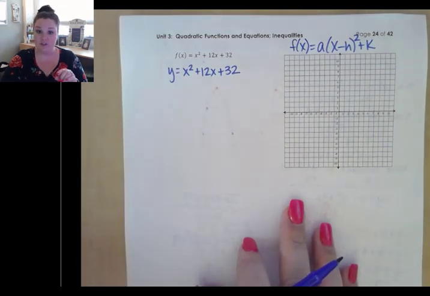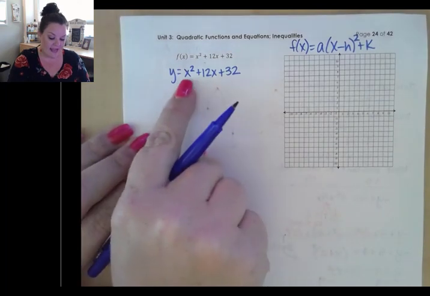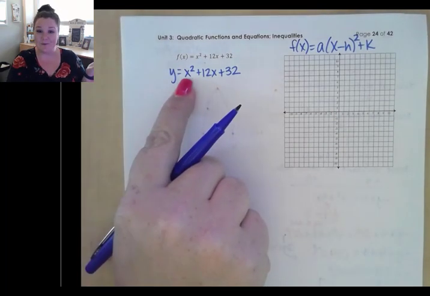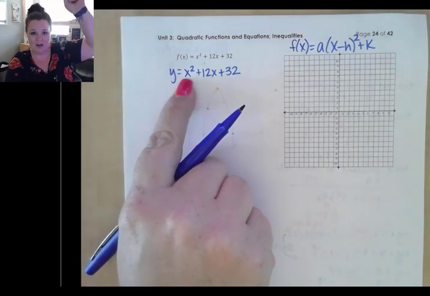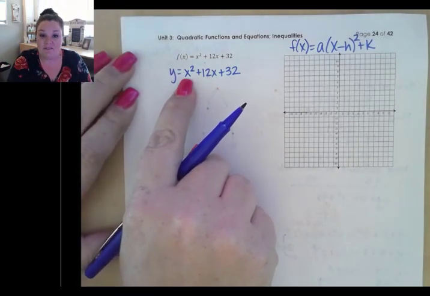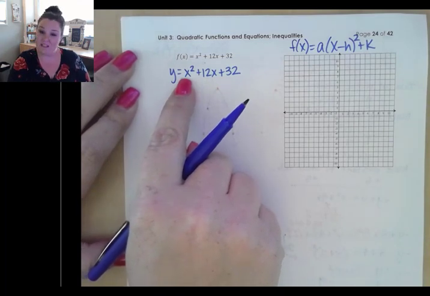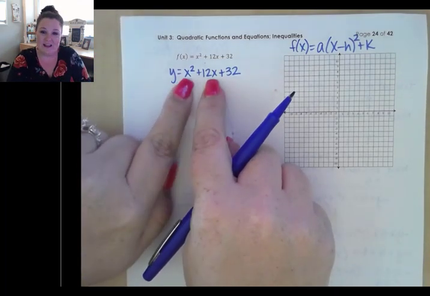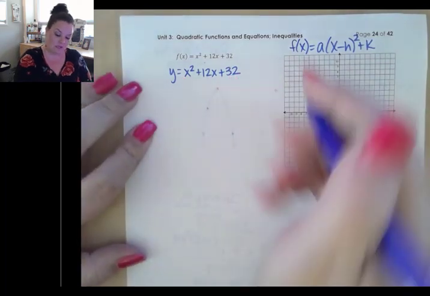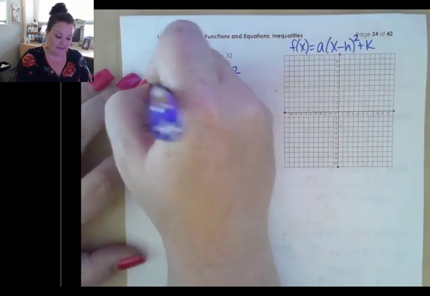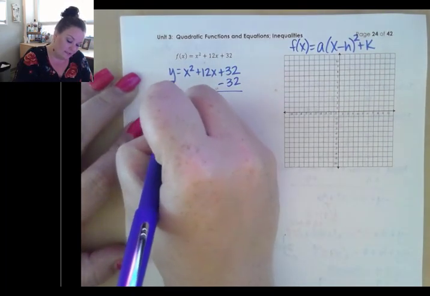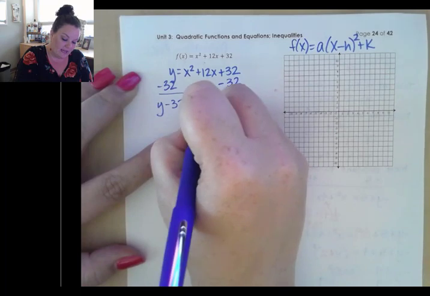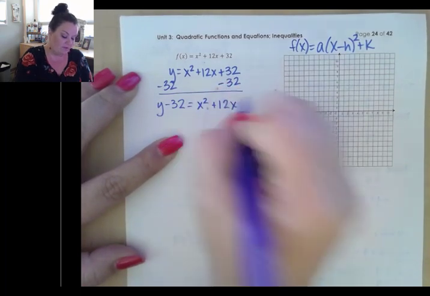Then remember, we want to make sure that our leading coefficient is a 1. So I look at what's in front of the x squared term, and here it already is a 1. If nothing's written there, it's an implied 1. That's wonderful, because that means we don't have to divide anything off. But when we complete the square, we really only need the x squared and the x term. So I'm going to move that 32 to the other side by subtracting. So I end up with y minus 32 is equal to x squared plus 12x.